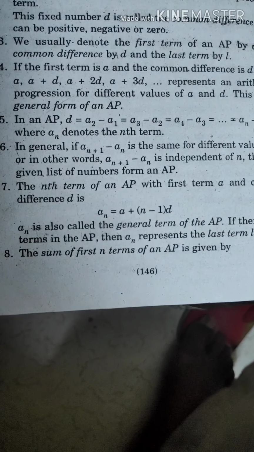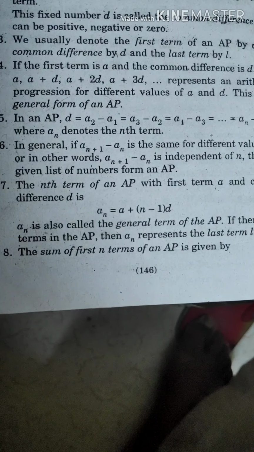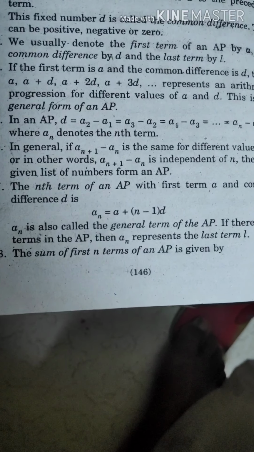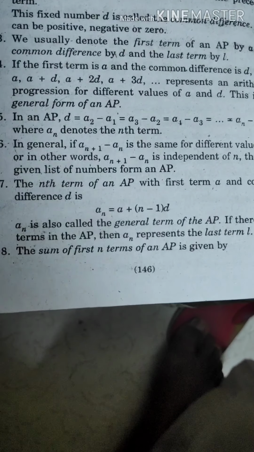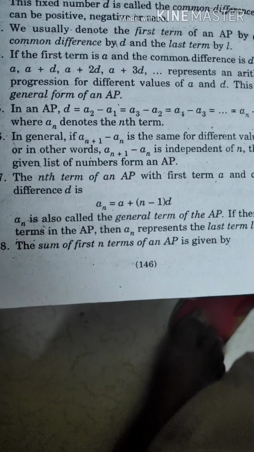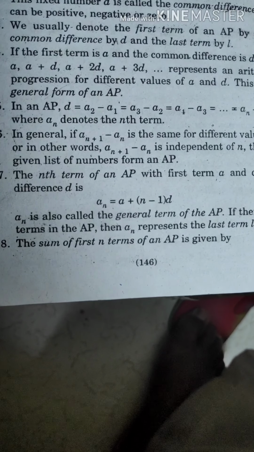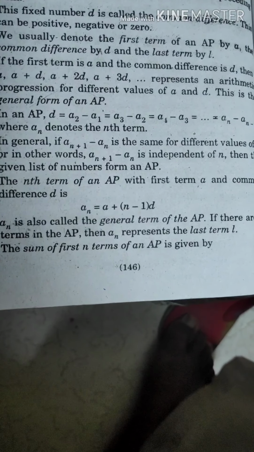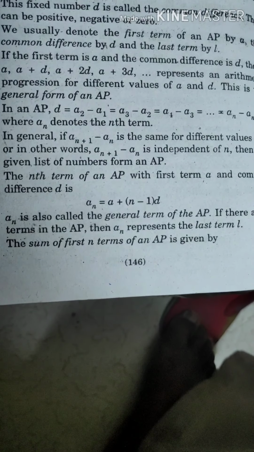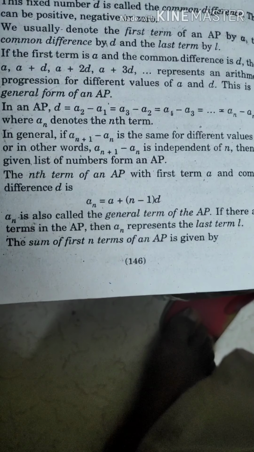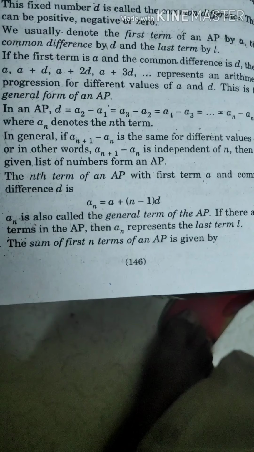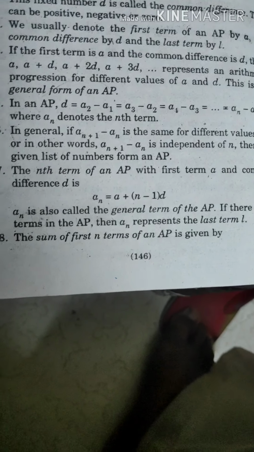In an AP, d is a2 minus a1, a3 minus a2, a4 minus a3, up to an minus a(n minus 1), where an denotes the nth term of the series. In general, a(n plus 1) minus an is the same for different values of n, or in other words, a(n plus 1) minus an is independent of n. Then the given list of numbers forms an AP.